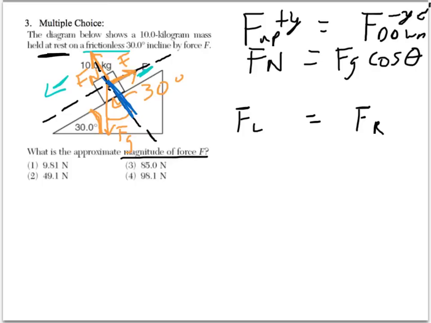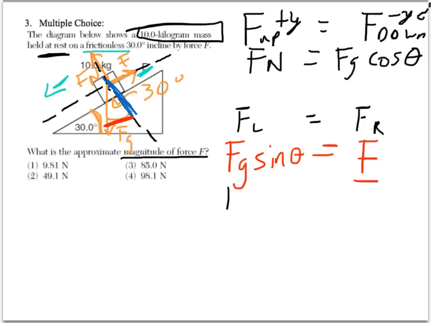My left force is the x part of the force of gravity, the part that points to the left. So that would be opposite the angle, which would be Fg sine theta. And my right force is the force that we've called F. I'm trying to find F, so it looks like I could do that really quickly here. Fg from a 10 kilogram mass would be 100 newtons.